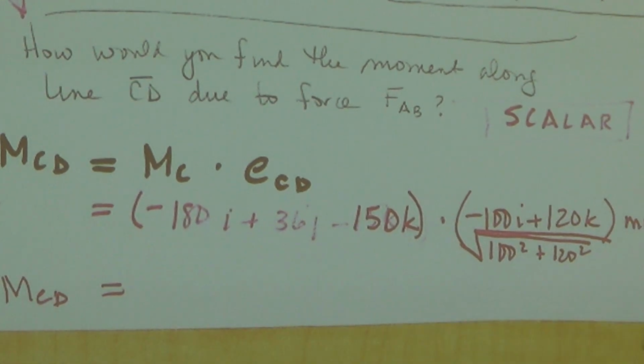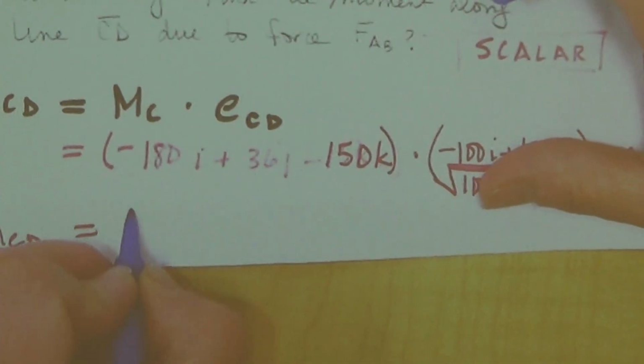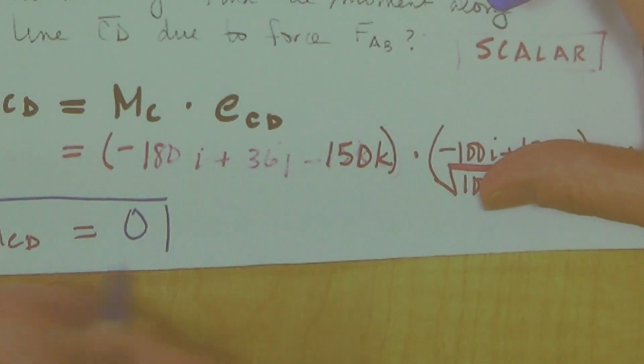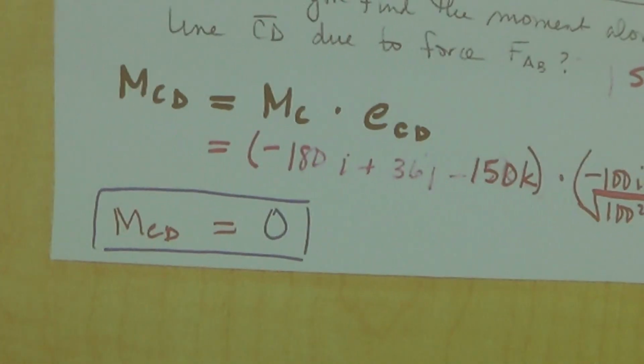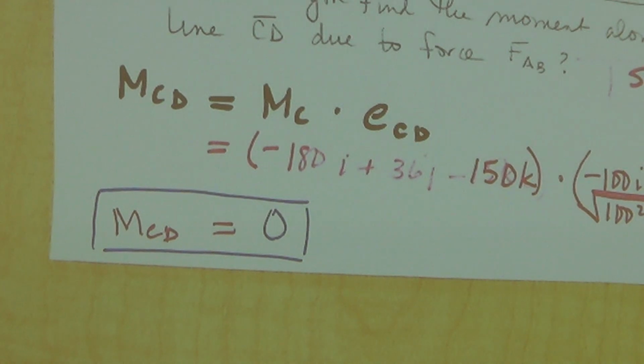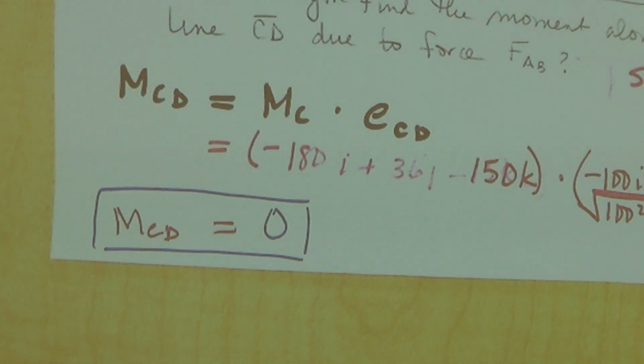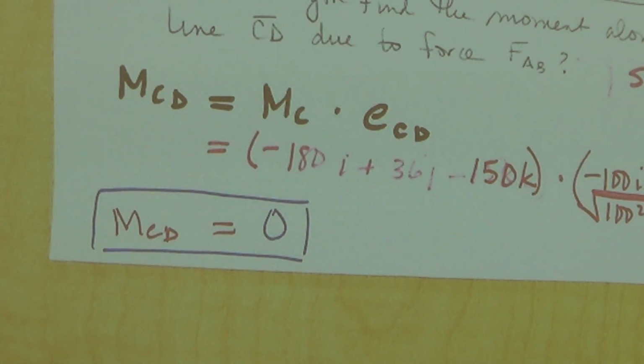Okay, so you should have gotten 0. Now, it could be that since you're playing back and forth with millimeters and meters, you might be getting a weird number. How many people got 0? Okay. So, what does that mean? Take a look at the picture.